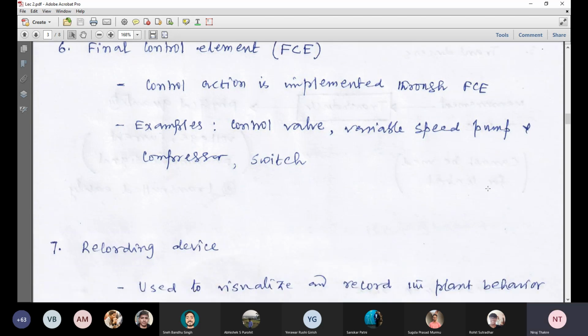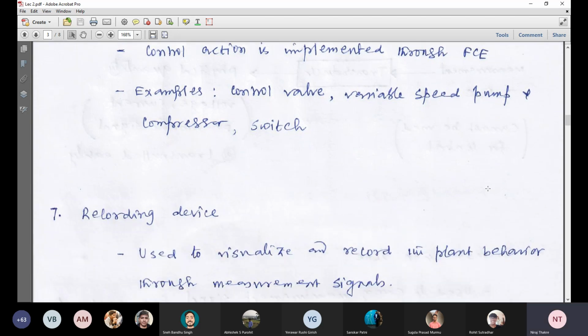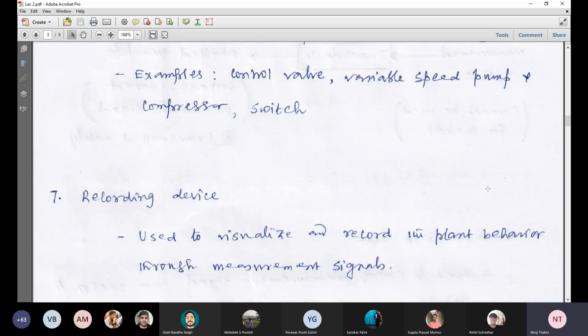Last one is the recording device. It is usually used to visualize and record the plant behavior through the measurement signal.